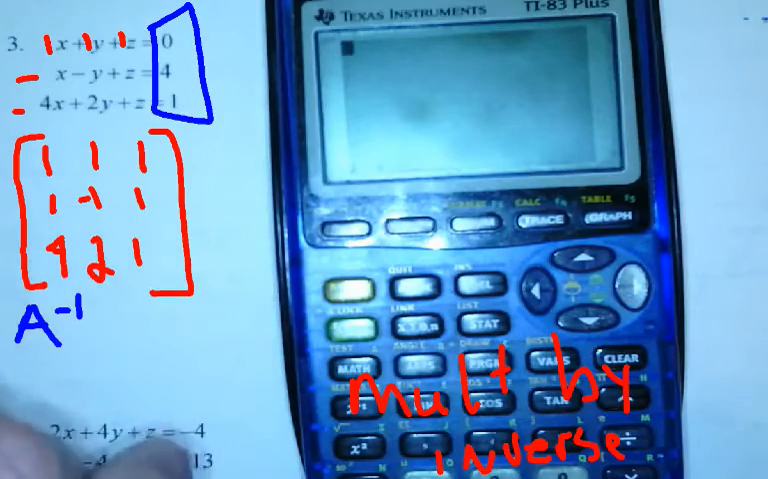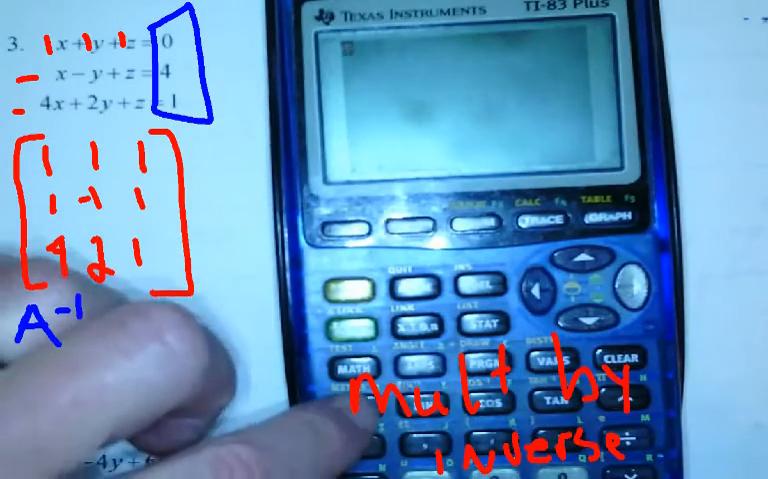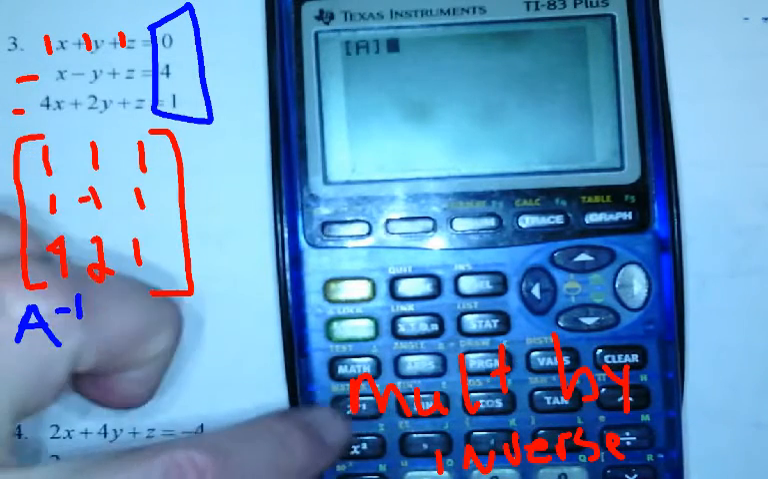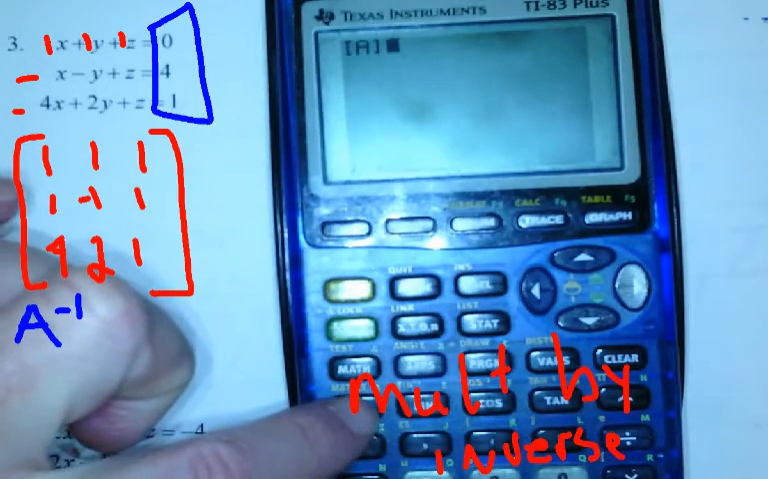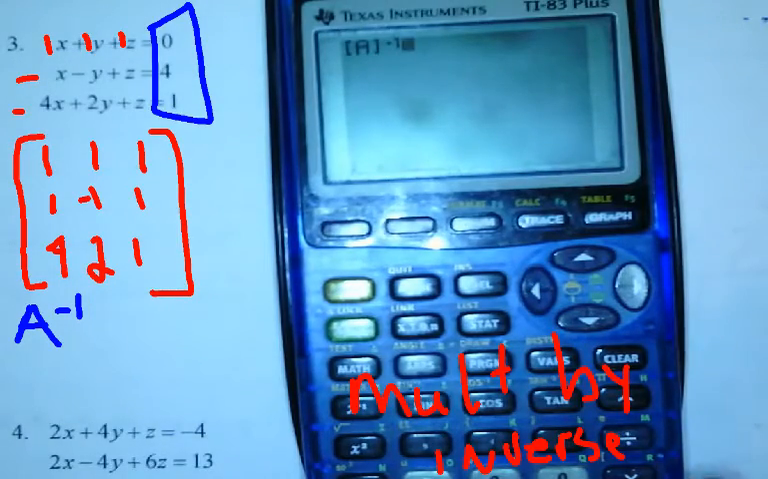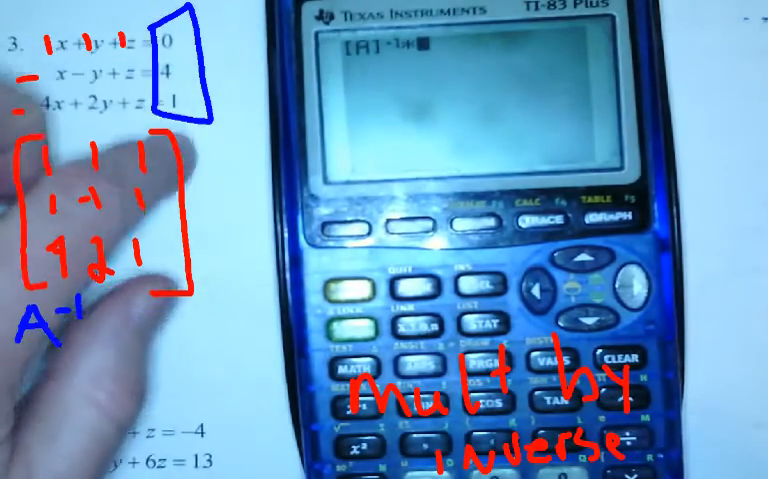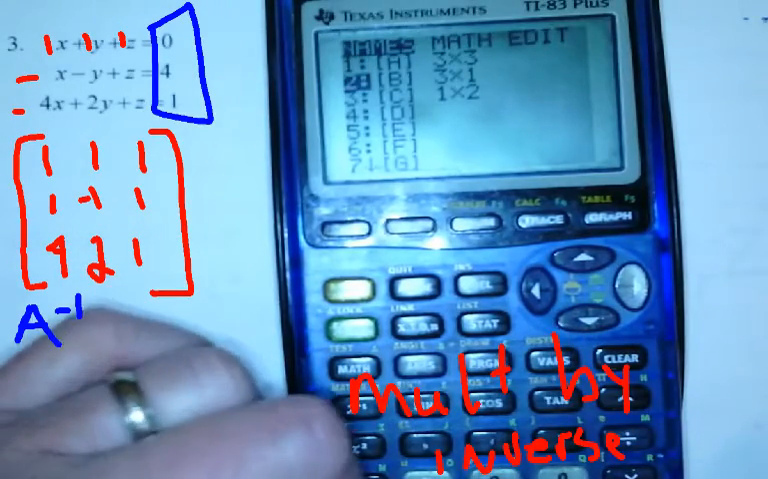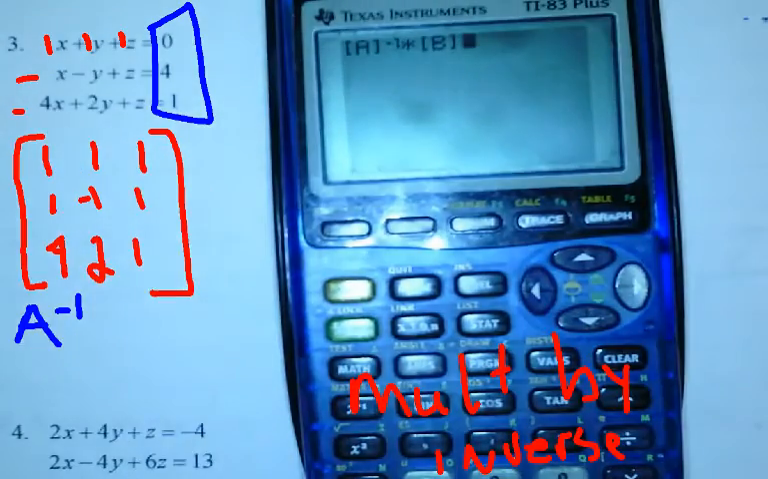So let's check it out. We're going to have matrix A. You want A to show up on your screen just like that. Then you hit the inverse key, or the reciprocal key. And then you multiply it times matrix B. So I go back to my matrix, go down to number 2, and it says A inverse times B.